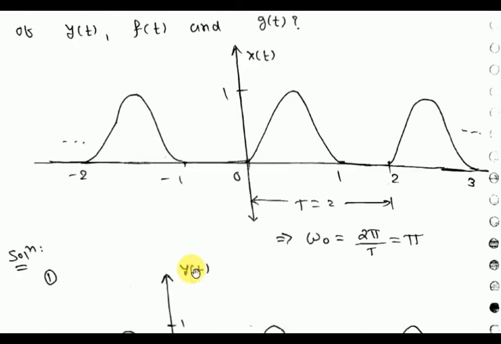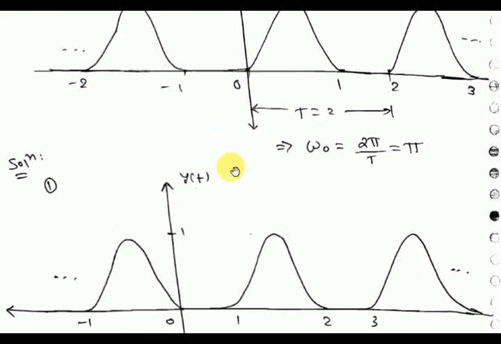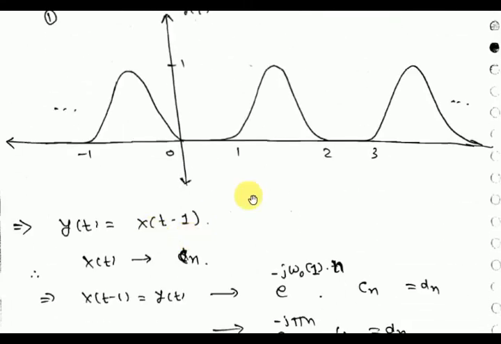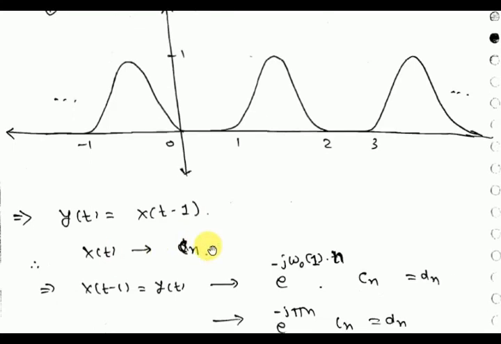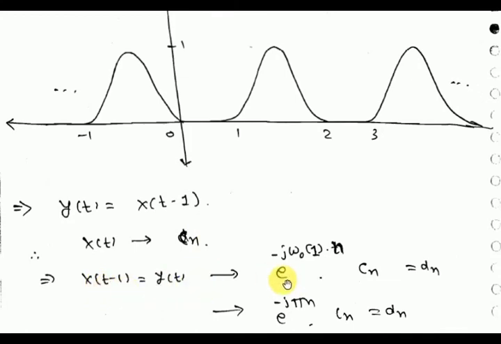You can write y of t in terms of x of t. If you shift this signal right by an amount of 1, you will get y of t. So y of t is nothing but x of t minus 1. Here we will use the time shifting property. X of t has Cn, so x of t minus 1 will have e to the power minus j omega naught n t naught, where t naught value is 1, into Cn, equal to dn.